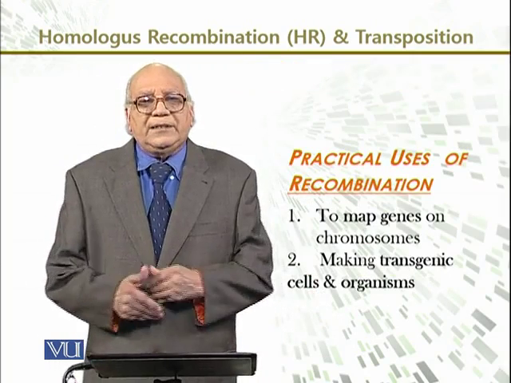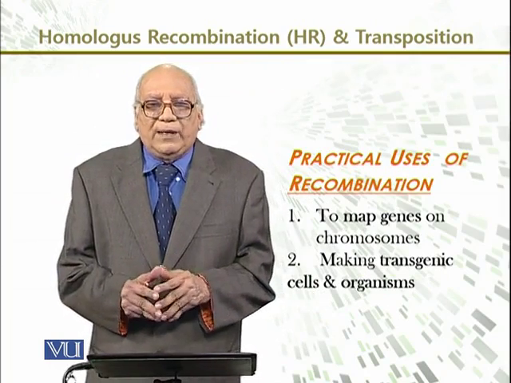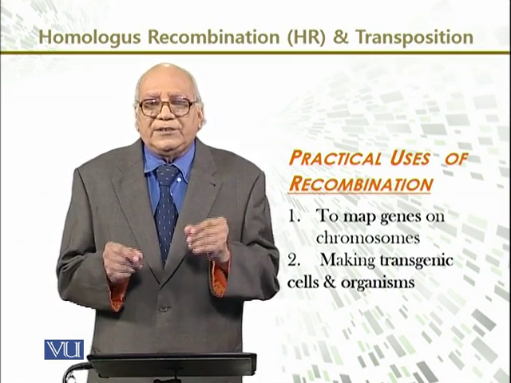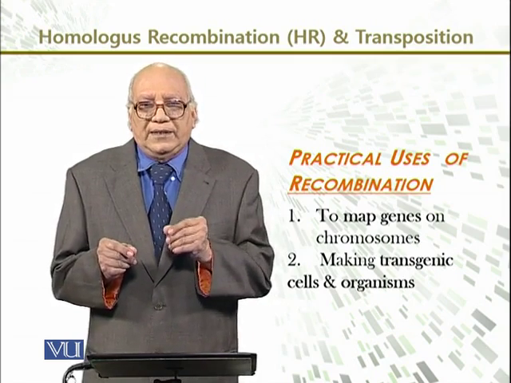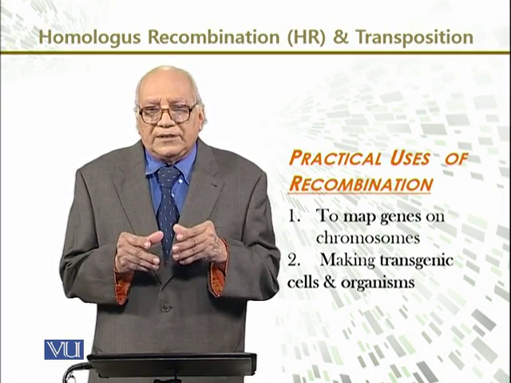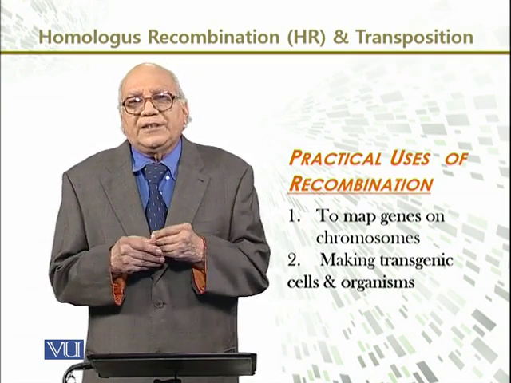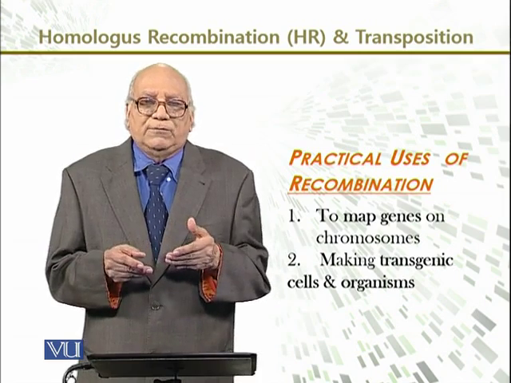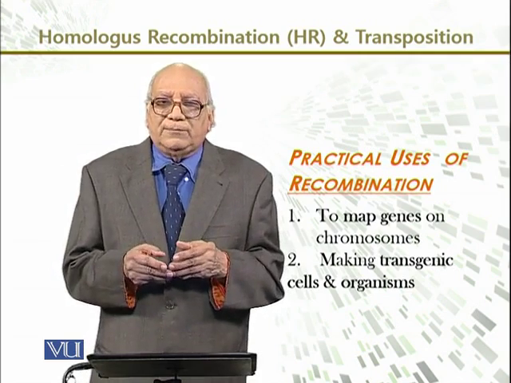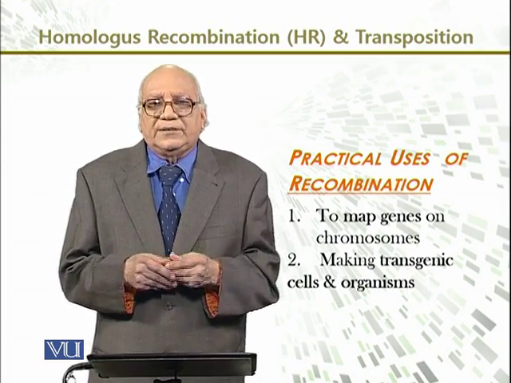Now, what are the practical uses of this recombination? It is used to map genes on chromosomes, that is, to map where a gene exists on the chromosome. And the second is making transgenic cells and organisms, where new, particular cells are generated which are entirely different, or which have some disease immunity, or some resistance to viruses, and things like these.